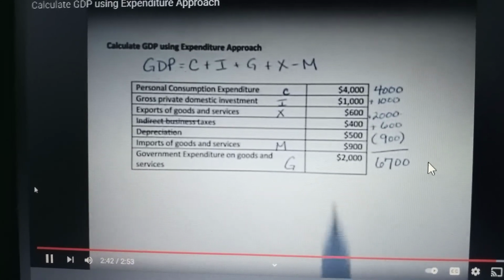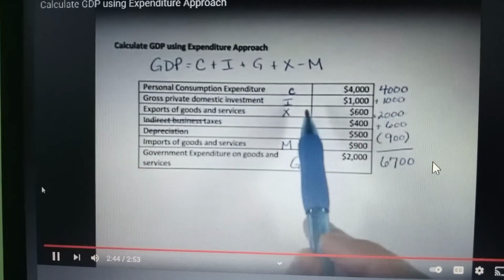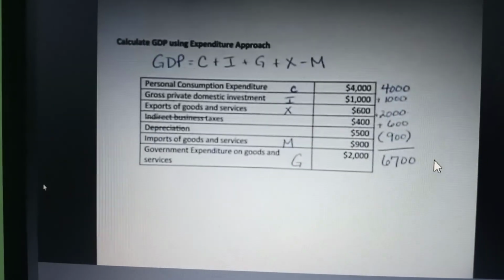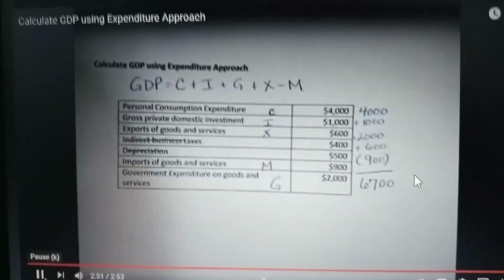So make sure you know it's C plus I plus G plus X minus M. Some stuff on there you aren't going to use. Okay, make sure you subtract out M, don't add that.